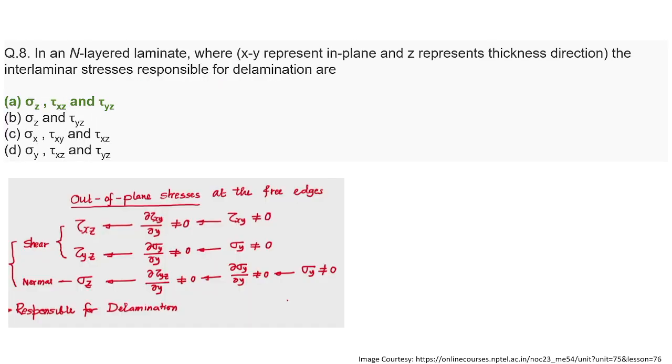The next question is, in an n-layered laminate where xy represent in plane and z represent thickness direction, the interlaminar stresses responsible for delamination are. So this is directly from the theory, that which are the different out-of-plane stresses which cause delamination in any laminate. So the answer is the stress in z direction and the shear stress in xz and yz, which is symmetric to the shear stresses in zx and zy direction respectively. So this will be the answer.